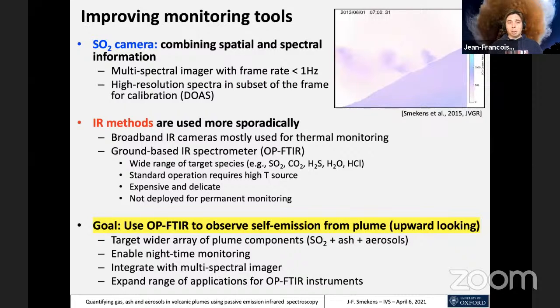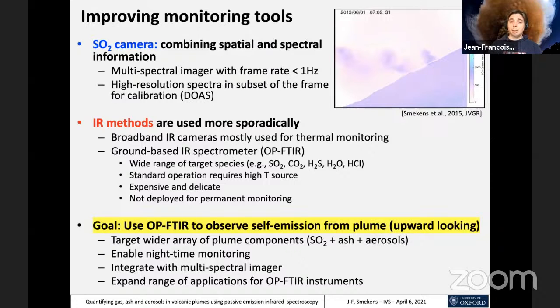In terms of the equivalent in the infrared methods, they tend to be used in a very different way and typically more sporadically. Broadband infrared cameras are used for thermal monitoring, usually of effusive features, lava flows, lava domes, and not so often for looking at volcanic plumes. And the ground-based infrared spectrometer, which is the topic of this talk, the OpenPath FTIR, tends to be used when looking at hot plumes, with a high temperature source. That's the standard operations. So either a lava flow or a lava fountain in the background, or an artificial source.